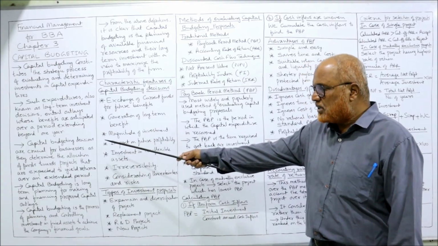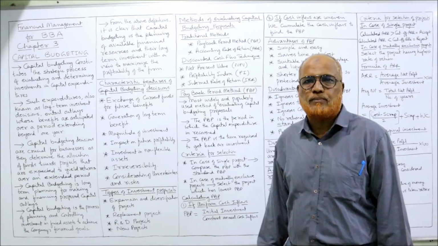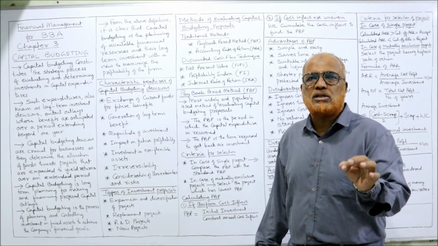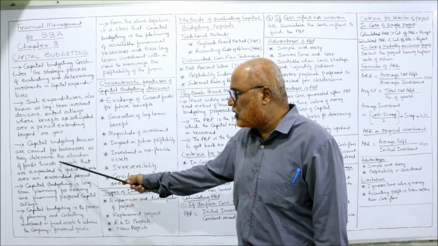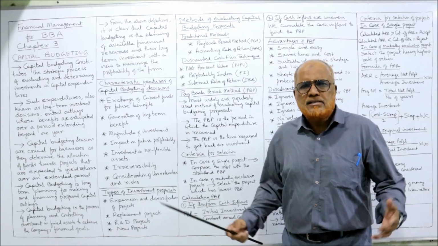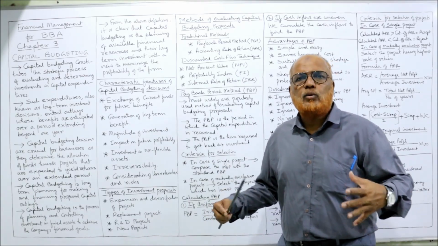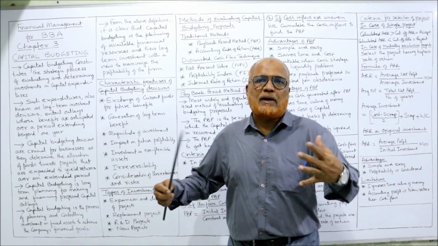Next, capital budgeting decisions are crucial for business as they determine the allocation of funds towards projects. These are very crucial, strategic decisions, because the funds are invested towards projects that are expected to yield returns over an extended period. A simple example: in our day-to-day personal life, we will make some expenditure.